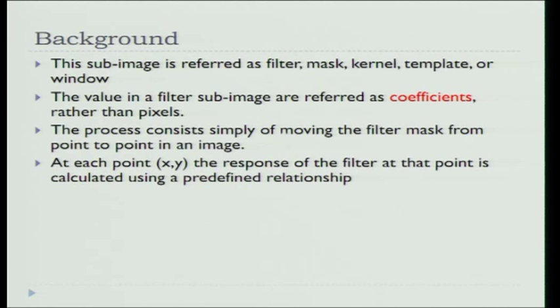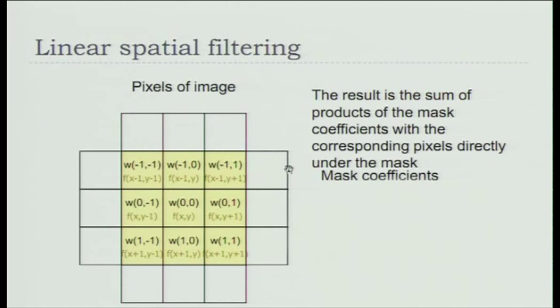Now the value of this sub-image, we don't tell it is a pixel. They are called coefficients. The coefficients are either positive or negative or zero, but pixel value is always positive. Pixel value is always a positive integer, but the coefficient need not be. The process consists simply of moving from one corner to another corner, that I have told you. And whatever relationship you will be telling, this relationship you have to follow. So this is, suppose, the image.